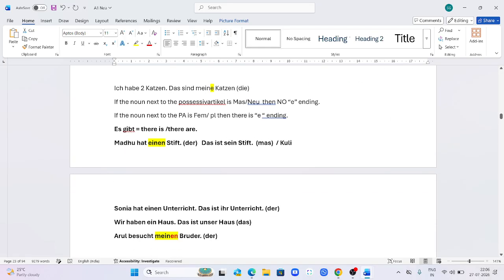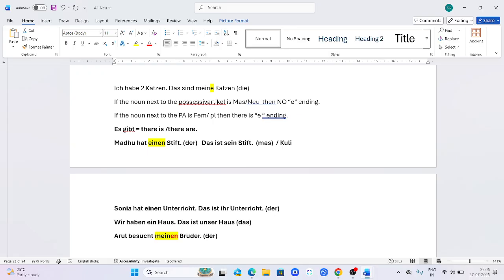I've written a few sentences here. Ich habe zwei Katzen. I have two cats. Das sind meine Katzen. Why is the E there? Because Katzen is plural. So for plural, you will have meine. Okay.